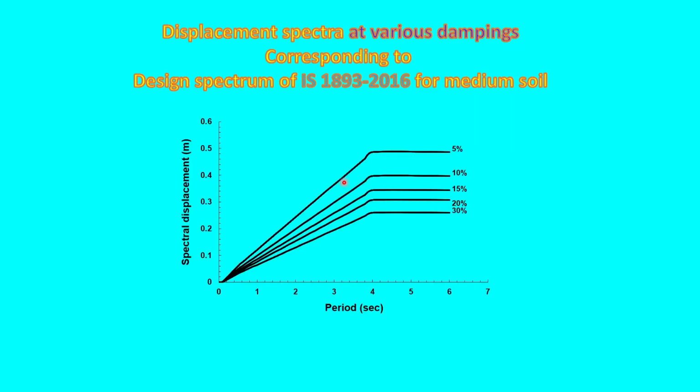Now, in the previous slide, we have shown the displacement spectra for only one damping, the 5% damped elastic spectrum. But if we want other damping, then it will look like this: 5%, 10%, up to 30%. As you increase the damping in the system, the response reduces. So the displacement spectra are coming lower and lower gradually.